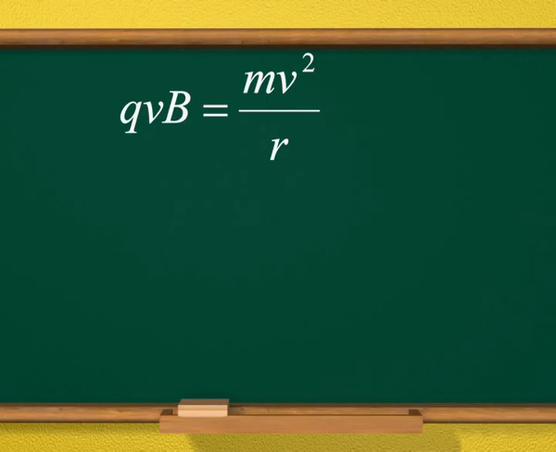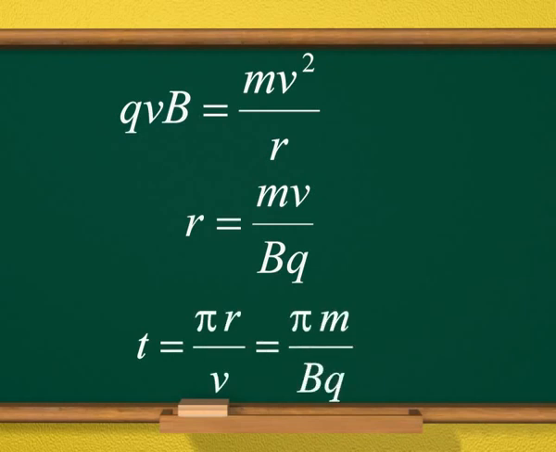This gives the radius of the semicircular path, r equal to mv upon Bq. The time spent by the particle inside a D, t, is equal to pi r by v, which is equal to pi m upon Bq. This time is a constant quantity and independent of both the speed of the particle as well as the radius of the circular path.